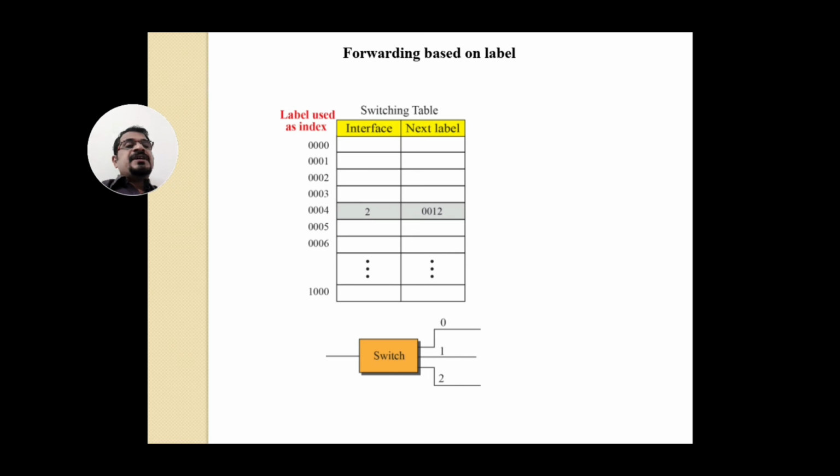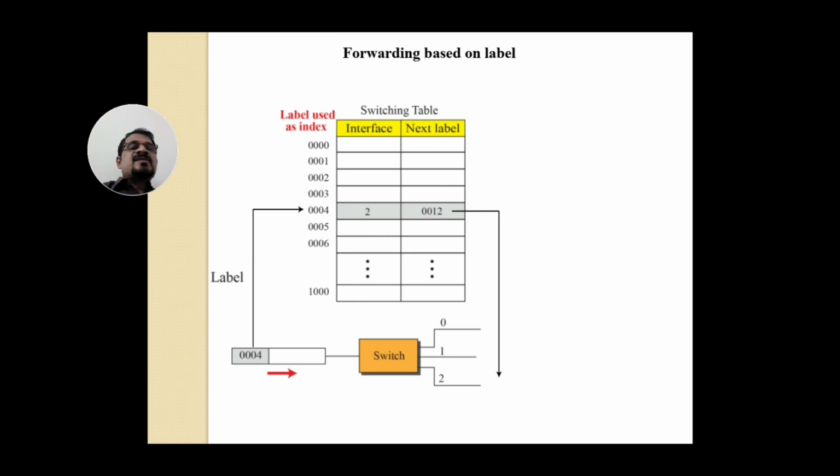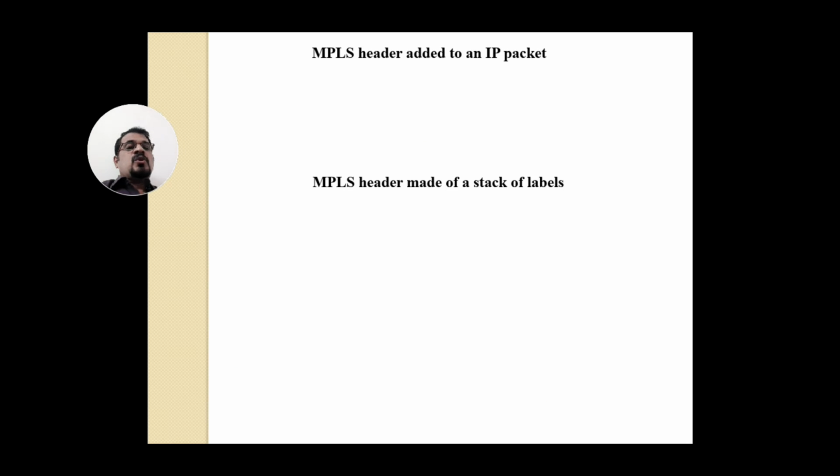Next, forwarding based on labels. If it is connection oriented, it can use only switches. So labels are used as indexes. As you can see, 0004 is indexed in the switching table. That entry points to port 2, and the next label it has to move to is 0012. Based on that, it can move to the interface and label address of the next node.